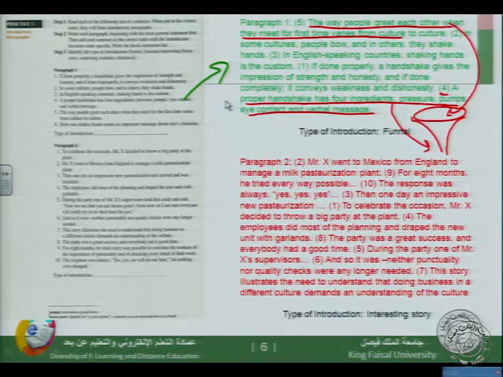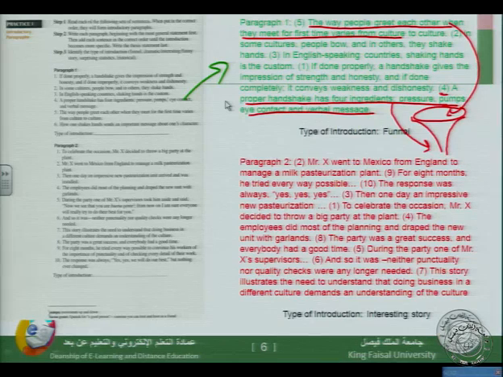Okay, for paragraph number 2, the order is: Mr. X went to Mexico from England to manage a milk pasteurization plant. For 8 months he tried every way possible to convince his workers of the importance of punctuality and quality and of checking every detail of their work. The response was always yes, yes, yes, yes.